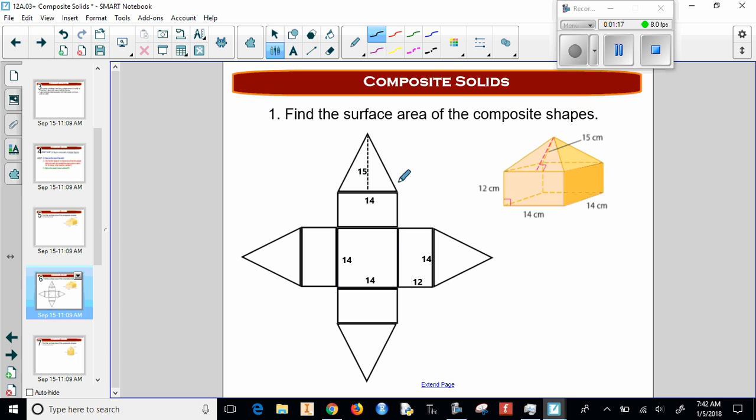So, here we go. 14 times 14 is 196. 12 times 14 is 168. Now if I want to find the area of each of these triangles, I just take 15 times 14 and divide that by 2. So each of these will be 105.